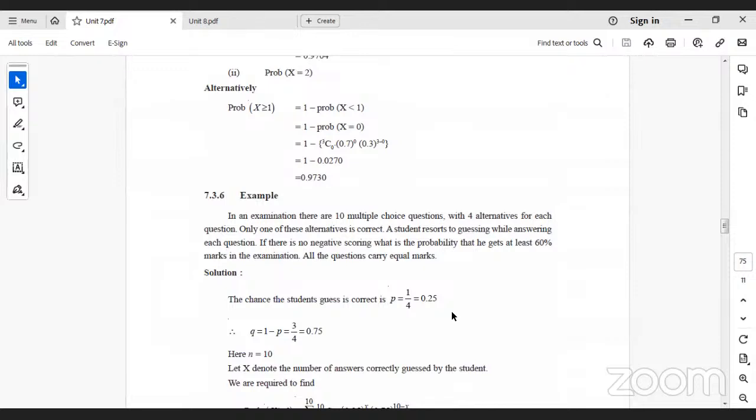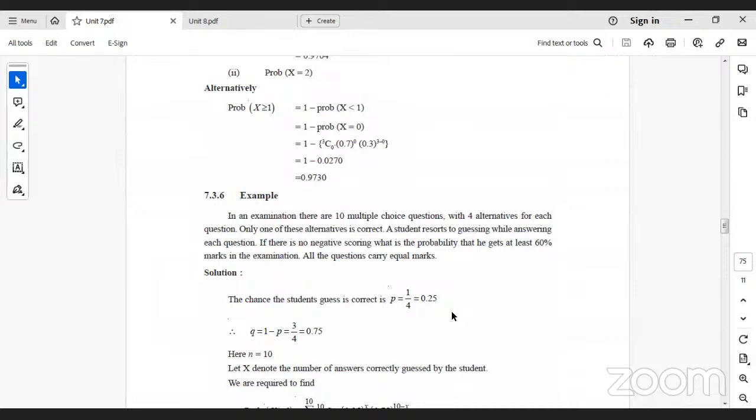In an examination, there are 10 multiple choice questions with 4 alternatives for each question. Only one of the alternatives is correct. The student resorts to guessing while answering each question. If there is no negative scoring, what is the probability that the student gets at least 60% marks in the exam? All the questions carry equal marks. So we are getting a question paper here.